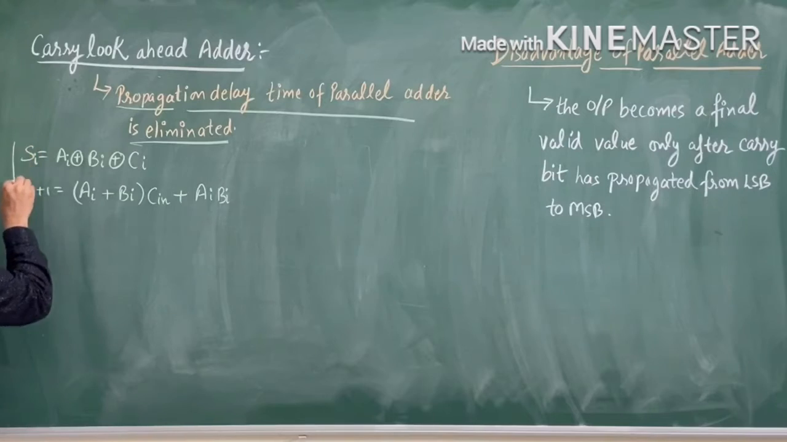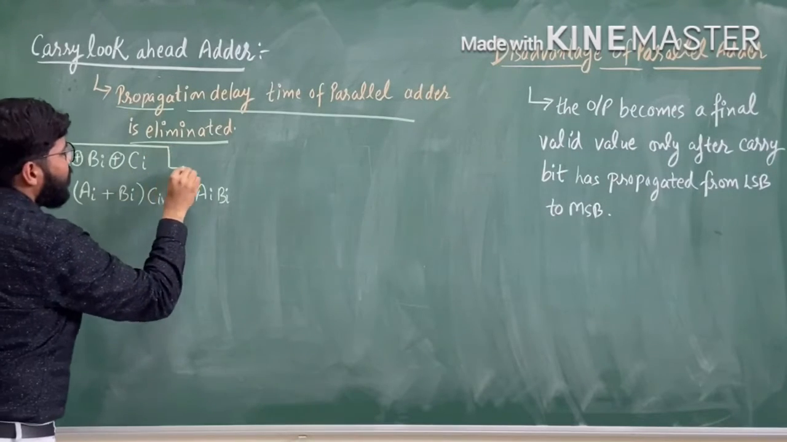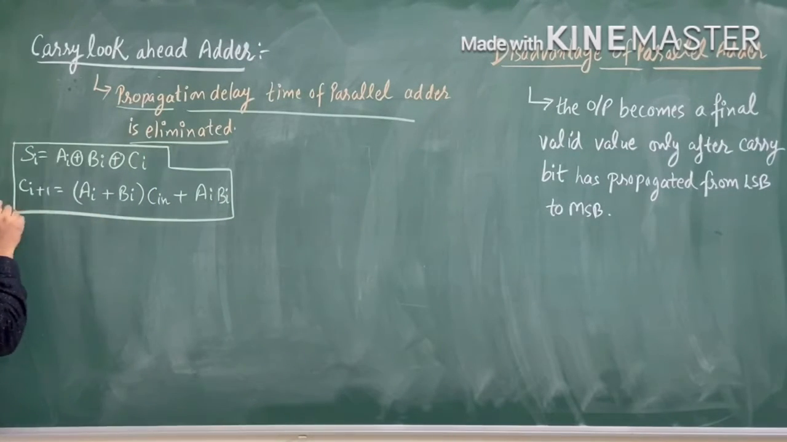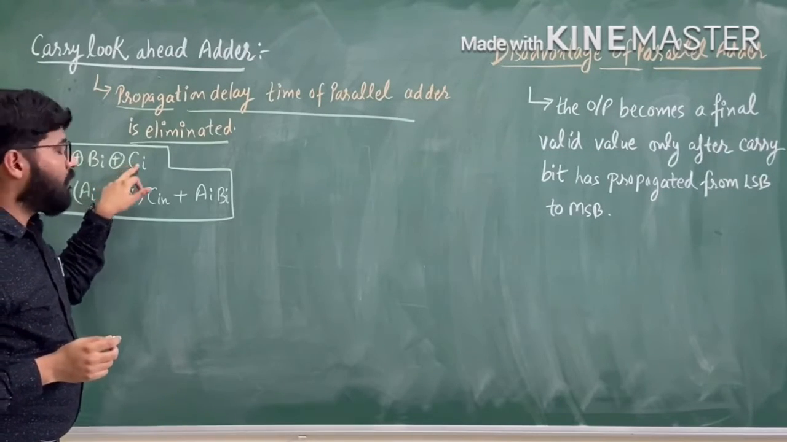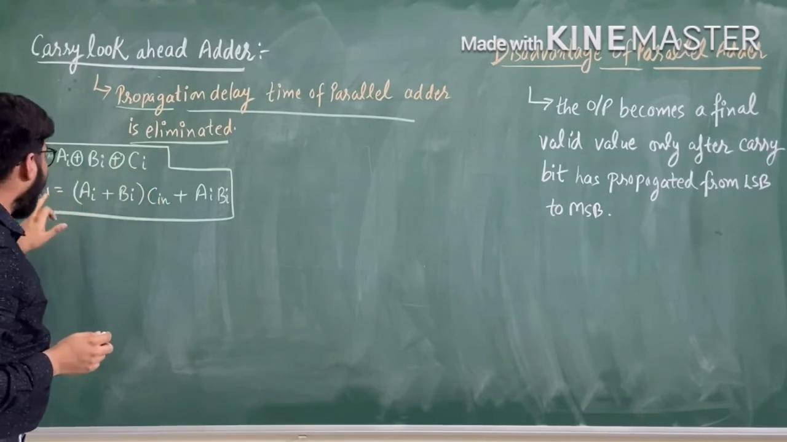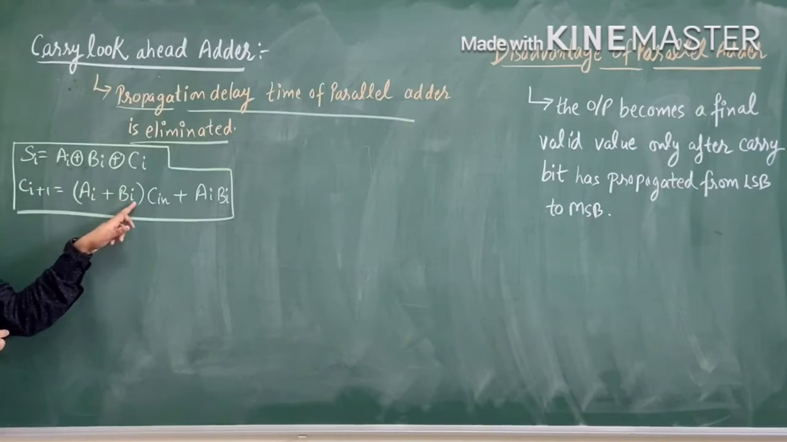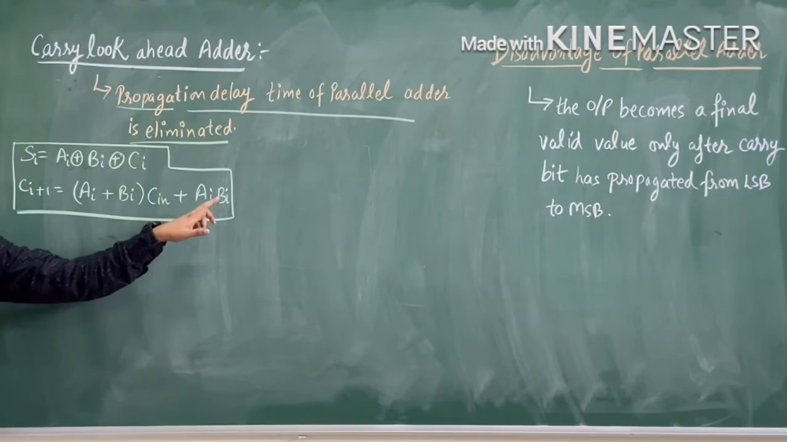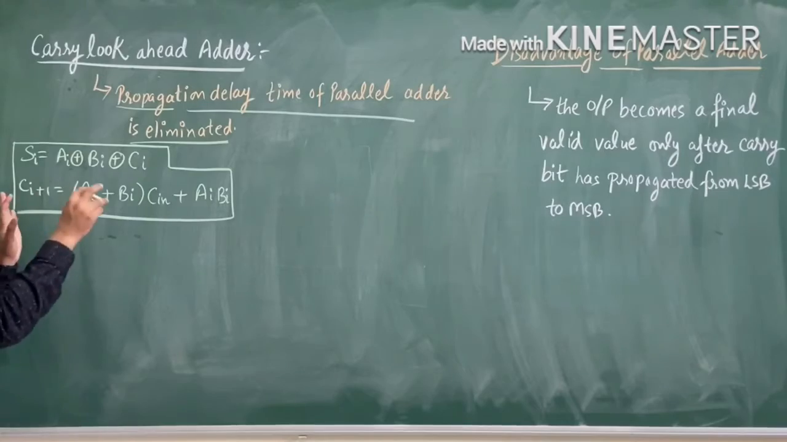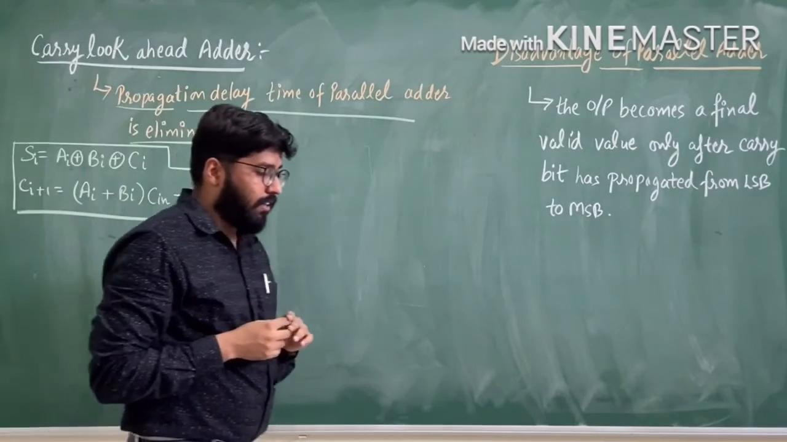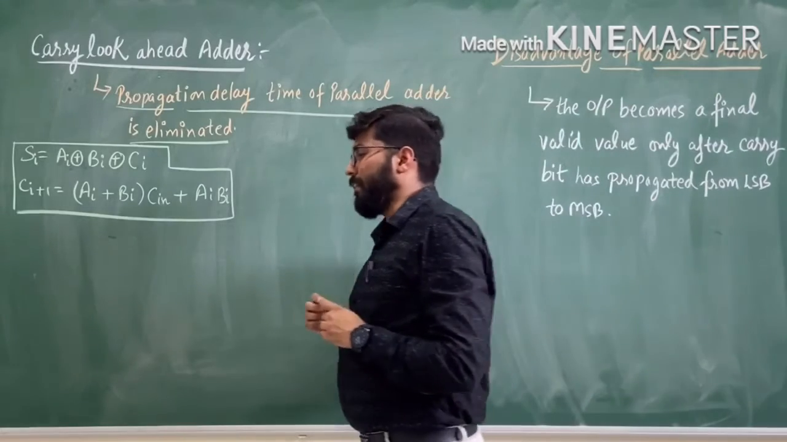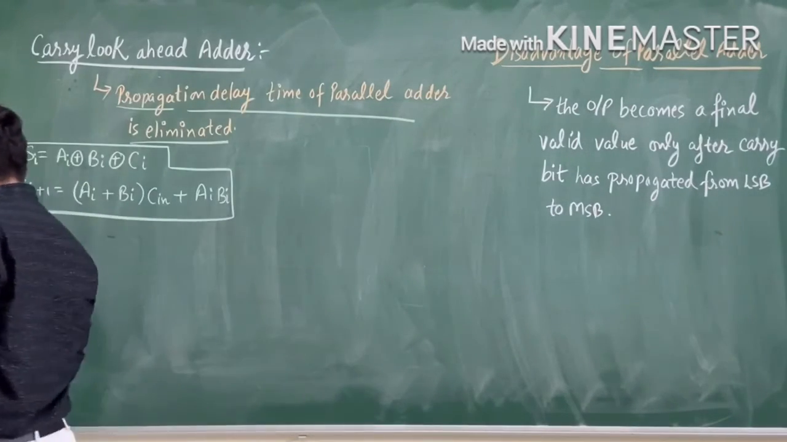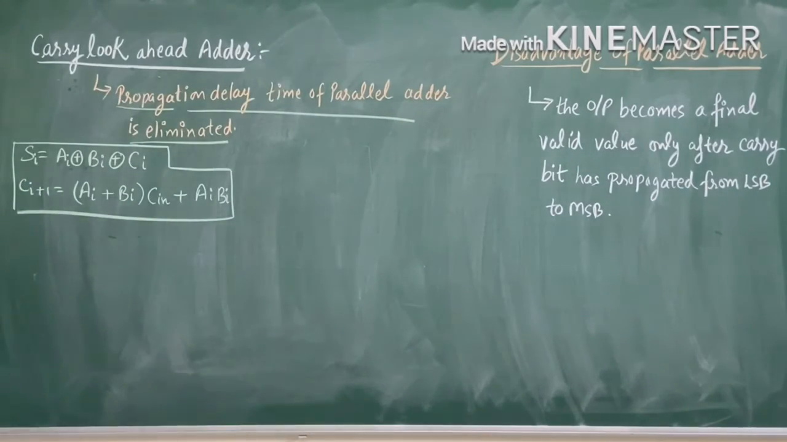Now understand the concept of the carry look ahead adder. We know that the sum of a full adder is A XOR B XOR C, and the carry is AB plus C input times (A XOR B). This is the output result of the full adder. By using this result, we can design a carry look ahead adder. Now see how we can design it.